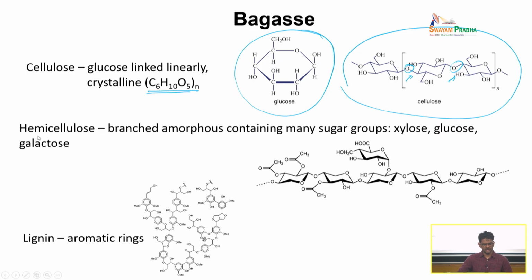Now there is another thing called hemicellulose. When I said cellulose is a linearly linked molecule of repeating units of glucose, hemicellulose on the other hand is very highly branched, and it contains not only glucose but also other kinds of sugar, xylose and galactose. It's more of a heteropolymer. It contains many kinds of sugar molecules in its repeating units.